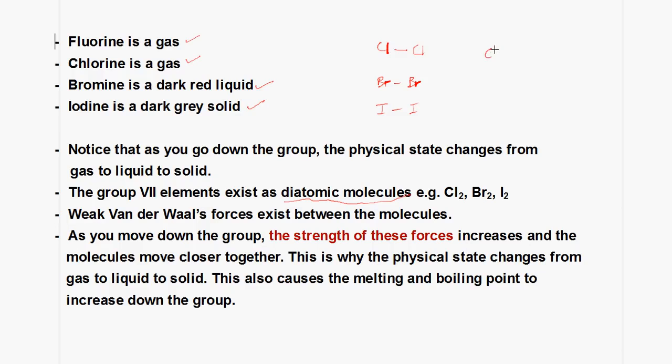So what I am saying is that you have a chlorine molecule, you have a next chlorine molecule, you have a next chlorine molecule in chlorine gas. Now between the molecules you will have weak forces, and these dashed lines represent the weak forces, which are known as van der Waals forces. And what I'm saying is that as you go down the group, the strength of these forces increases.